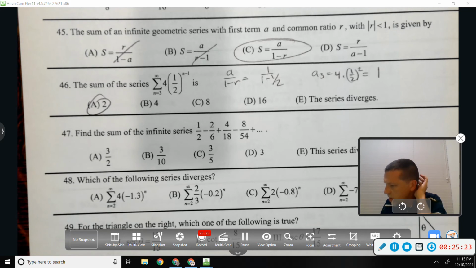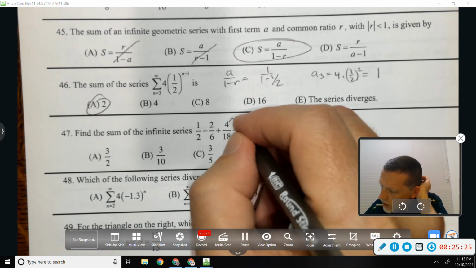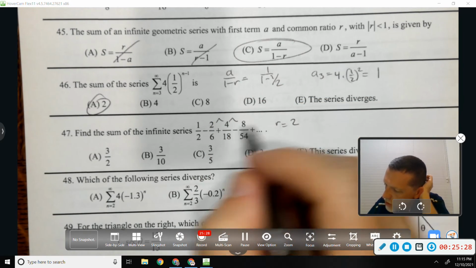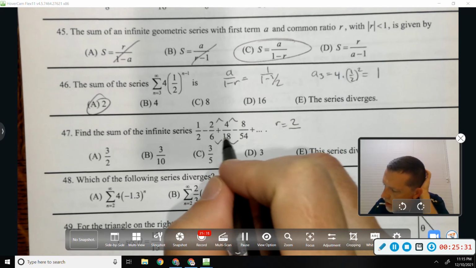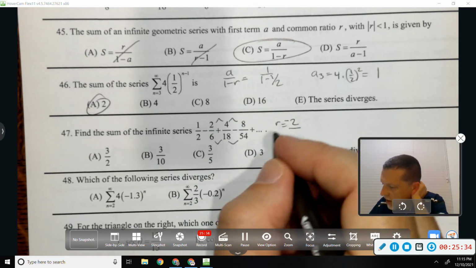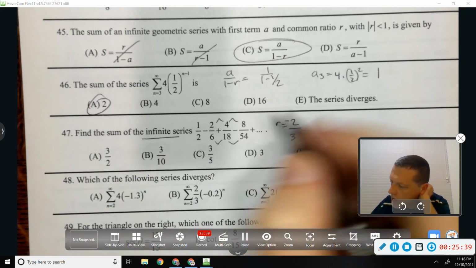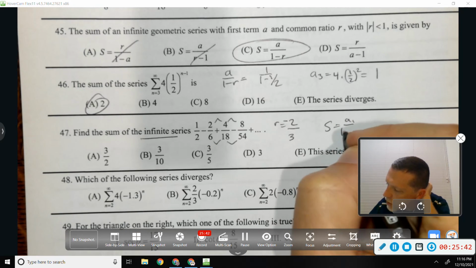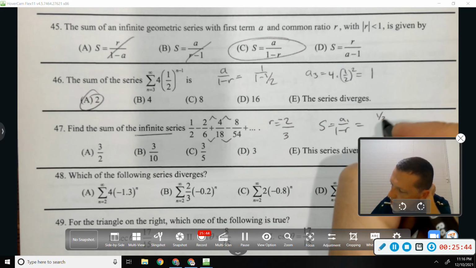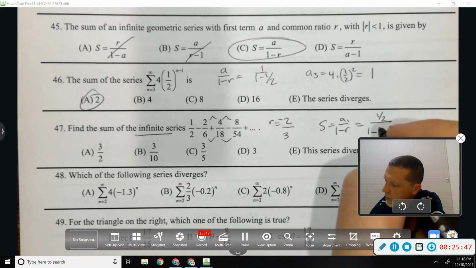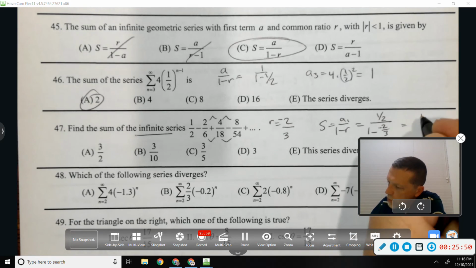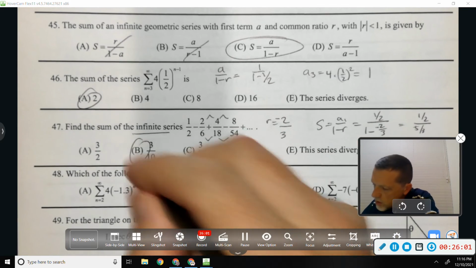47 is similar. It looks like our common ratio is 2 in the numerator, or maybe -2 because it's changing signs, over 3. And the sum of the infinite series, so S equals a1 over 1 minus r. a1 is 1/2. 1 minus r is 1 minus -2/3. So 1/2 over 5/3. Keep it, change it, flip it, and we get 3/10. Letter choice B.